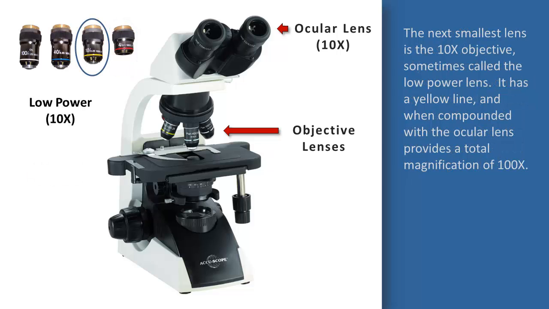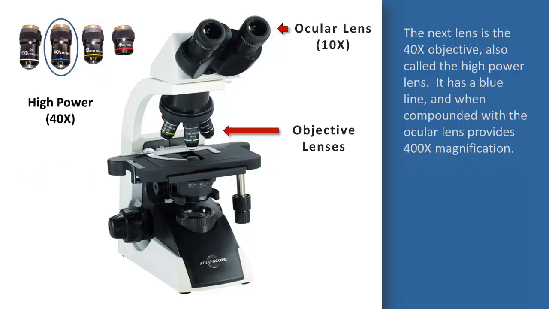The next smallest lens is the 10x objective, sometimes called the low-power lens. It has a yellow line and when compounded with the ocular lens provides a total magnification of 100 times. The next lens is the 40x objective, also called the high-power lens. It has a blue line and when compounded with the ocular lens provides 400 times magnification.